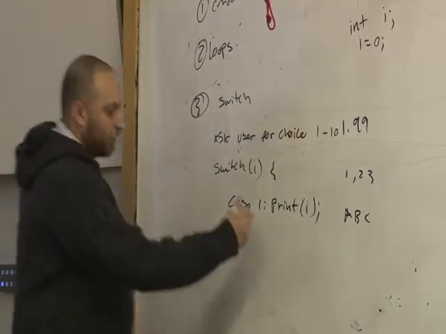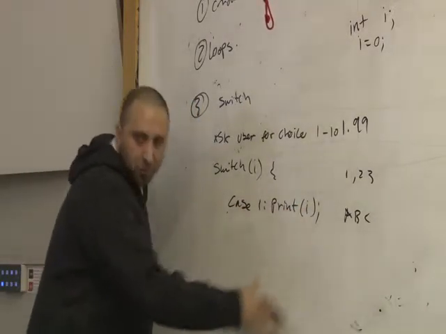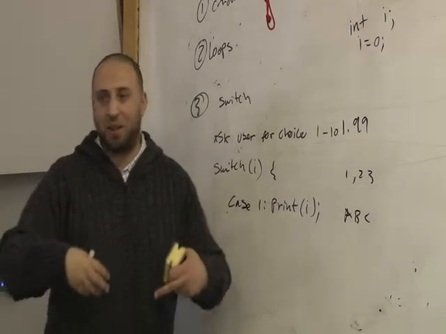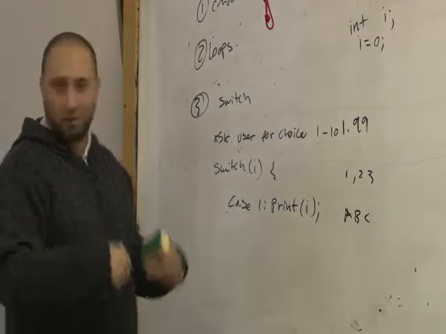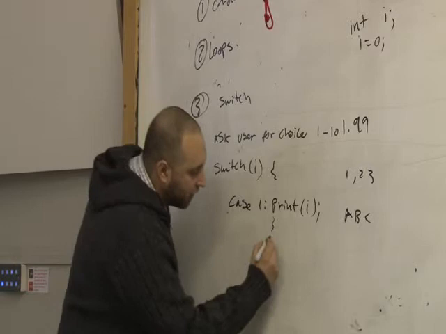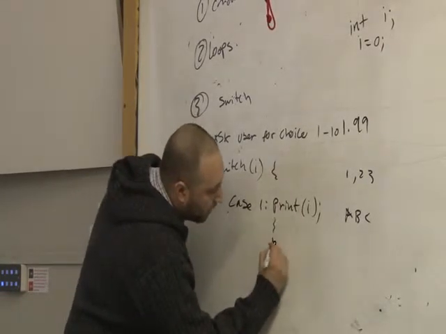Print line I. And after that, you could do whatever. If they select 1, it could be like withdrawing some money from a bank account, or depositing some money into the account. It could be whatever code. And at the end of that case, we'll do a break.